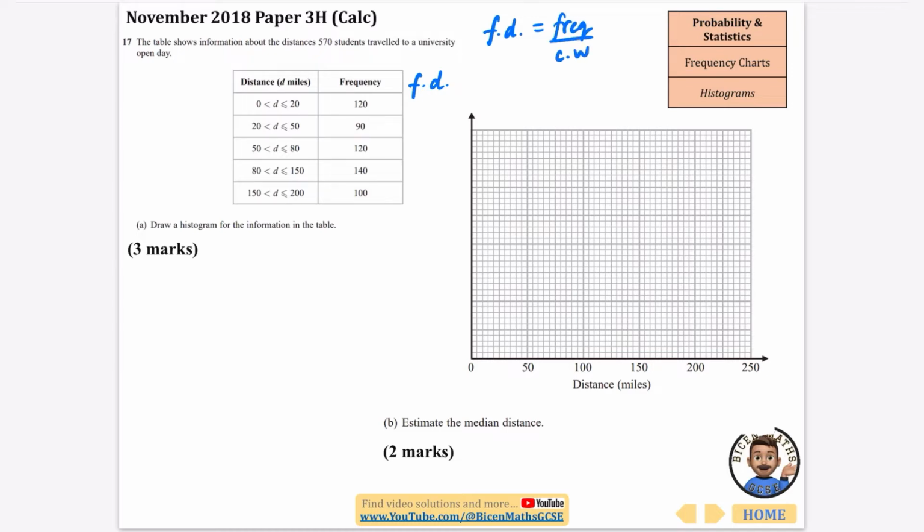Well, the class width of this part is going to be a 20. Between 20 and 50 is 30. 50 to 80 is 30. 80 to 150 is 70. And 150 to 200 is 50. So I'm going to do this one divided by this one. I'm going to do quite a few of those, okay?